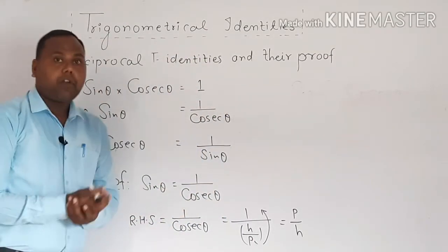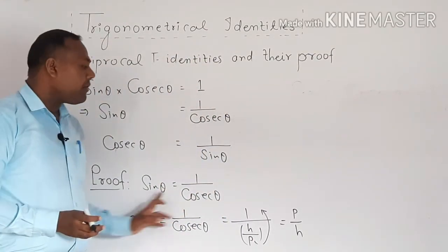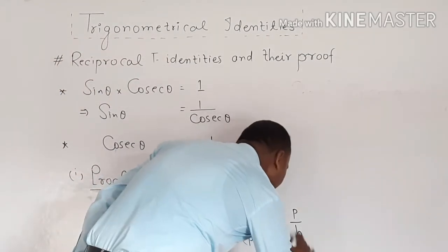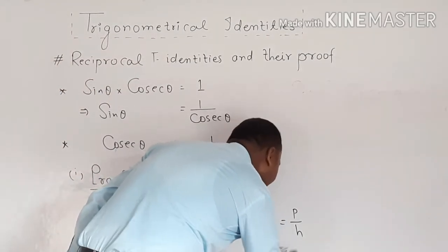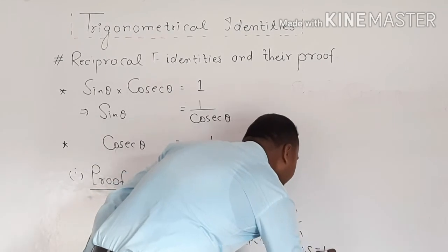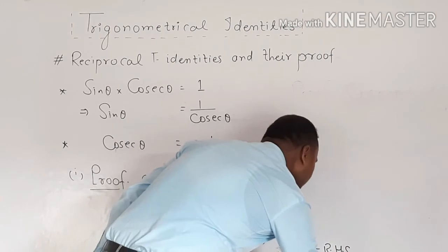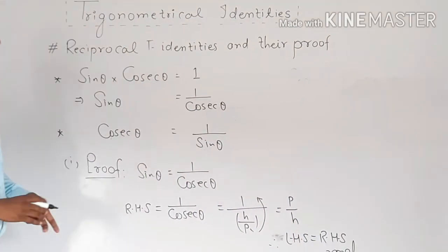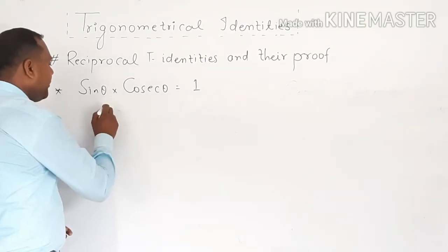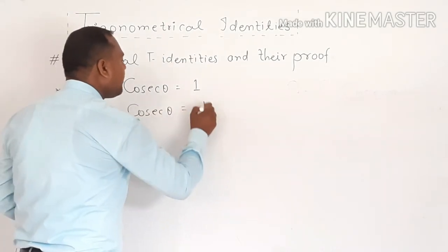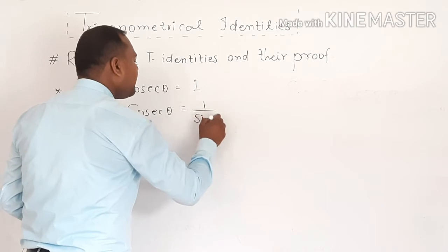Then we have already studied sine theta is equal to p upon h. Hence we can say that LHS equal to RHS. Proved. Now you can take a screenshot. Next, cosec of theta equal to 1 upon sine of theta.